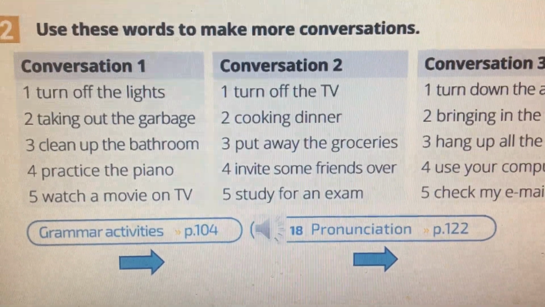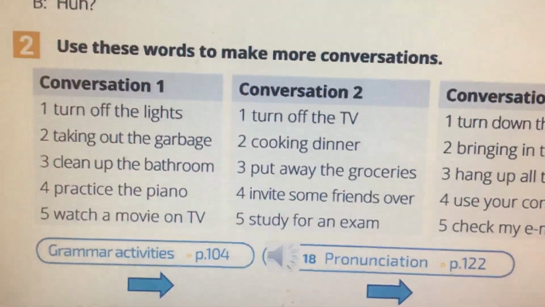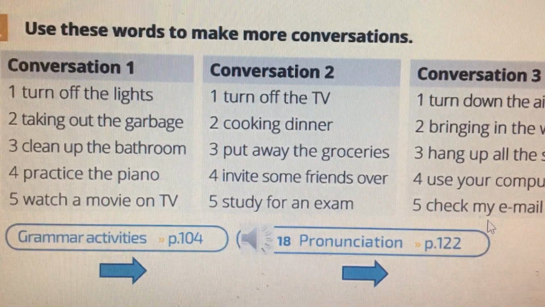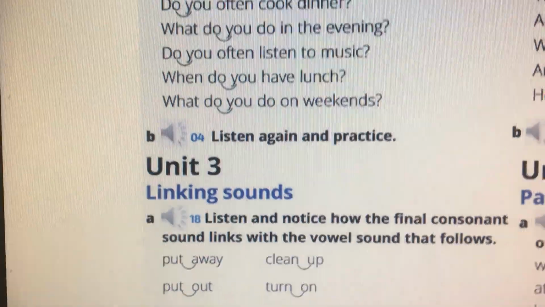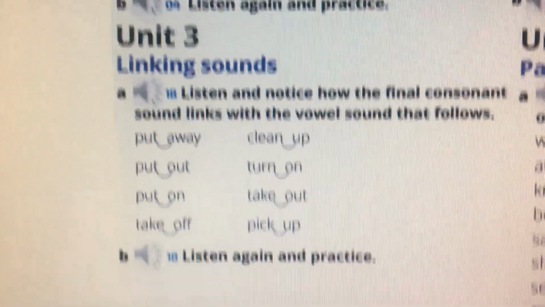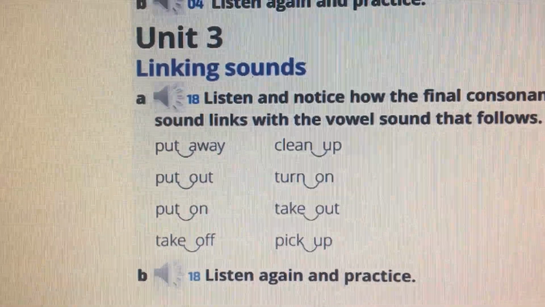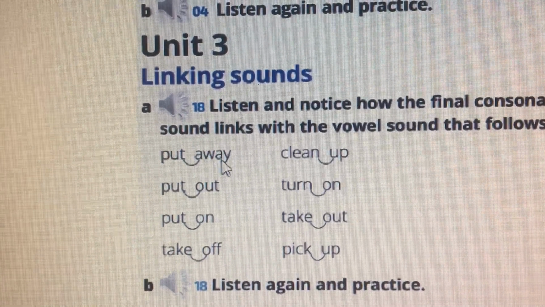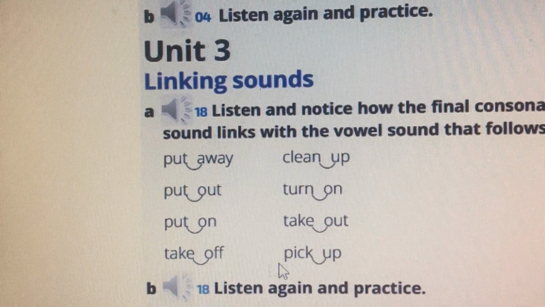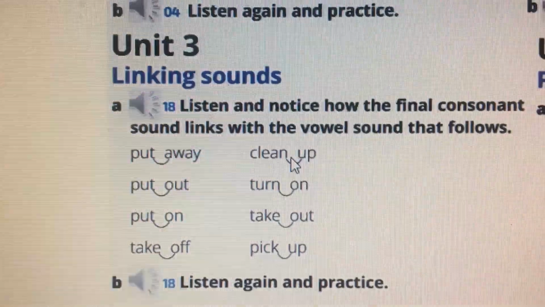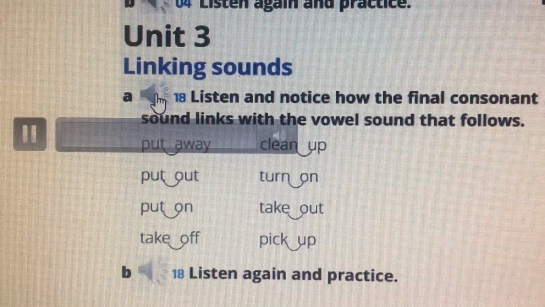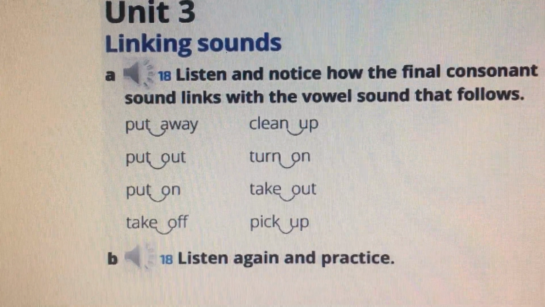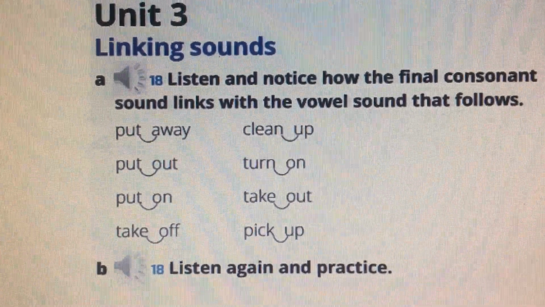For the last thing today, we're going to look at page 122, pronunciation. And today we're on unit 3. And look at this, we have a lot of phrasal verbs. We learned those today for vocabulary. So let's listen how they are pronounced. Unit 3, page 122, pronunciation.